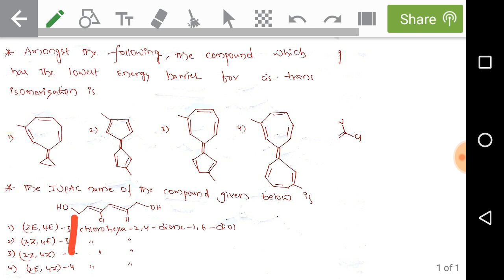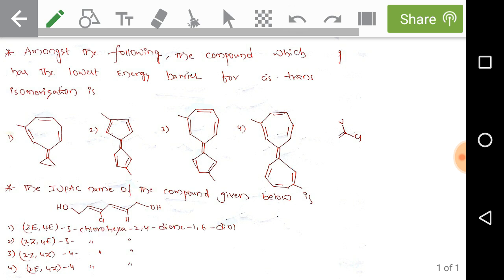We should not give numbering from this side, because it does not have a nearest substituted functional group. This hydroxy group doesn't have any nearby substituent. The double bond is inbuilt in the parent chain. That's why we need to give priority to the substituted functional groups first. Here this hydroxy group has the chlorine functional group near it at the third place. So we need to give numbering from this hydroxy group.